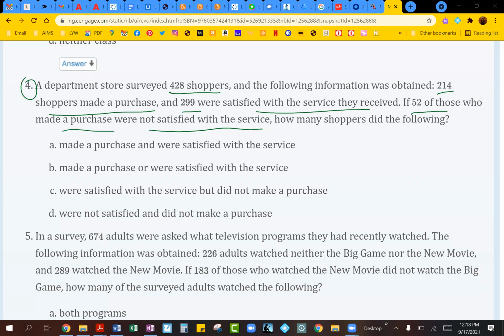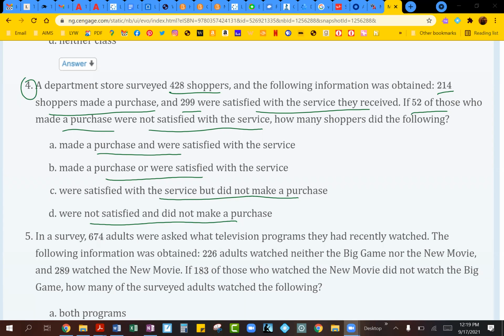So how many of the shoppers made a purchase and were satisfied? So I guess this would be both, right? How many shoppers made a purchase or were satisfied? So that's a union. How many were satisfied with the service but did not make a purchase? And how many were not satisfied and did not make a purchase? So you can see they're giving us some basic information at the beginning, but then you have all of these different questions coming up after that.